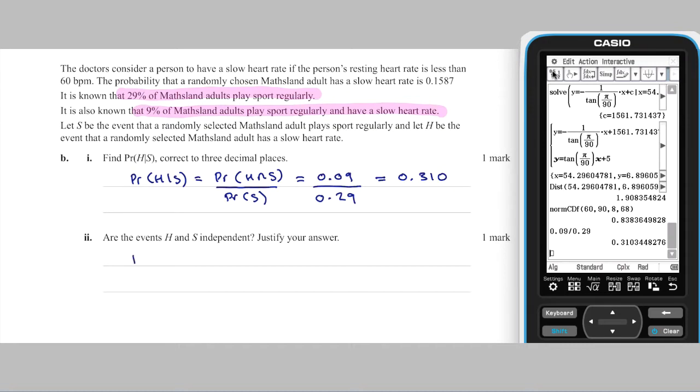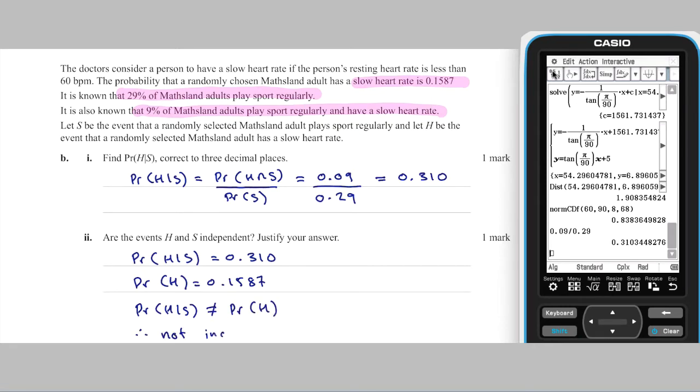Part B, Part 2. We are now asked whether the events H and S are independent. We have calculated that the probability of H given S is equal to 0.310, and we are told that the probability of H is equal to 0.1587. This tells us that the probability of H given S is not the same as the probability of H, and therefore these are not independent events.